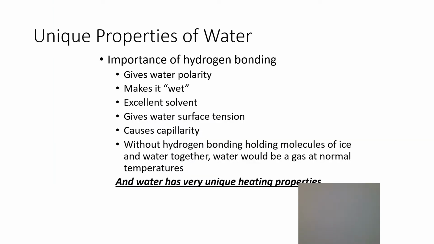With all these amazing properties of water listed, it also has a special heating property. So that polar bond makes water wet. Water is an excellent solvent. It gives water surface tension, causes capillarity, without which plants wouldn't be able to live if it wasn't raining. The fact that water has capillarity, that polar bond, that's the positive and negative charges pulling each other up by the plant roots, causing those positive negative atoms to be pulled up into the plant itself, so it can get water even if the soil isn't wet.